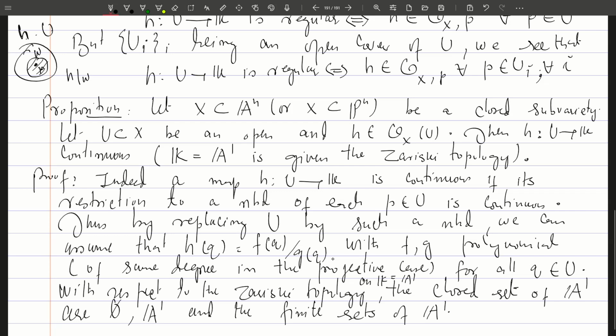Now if I look at the inverse image of the empty set, that is empty, and the empty set is closed. Similarly, the inverse image of A1 is U, and U is closed with respect to the subspace topology on U, which is induced from the Zariski topology on A1. And finally, we have to prove the inverse image of finite sets is also closed. It suffices to prove that the inverse image of any singleton set is closed.